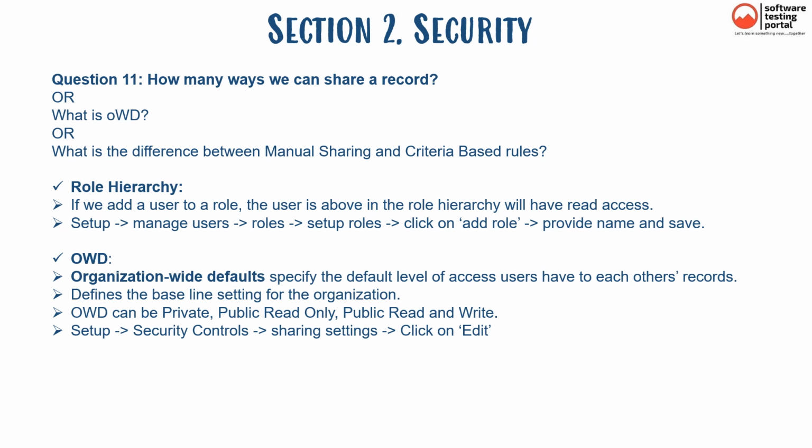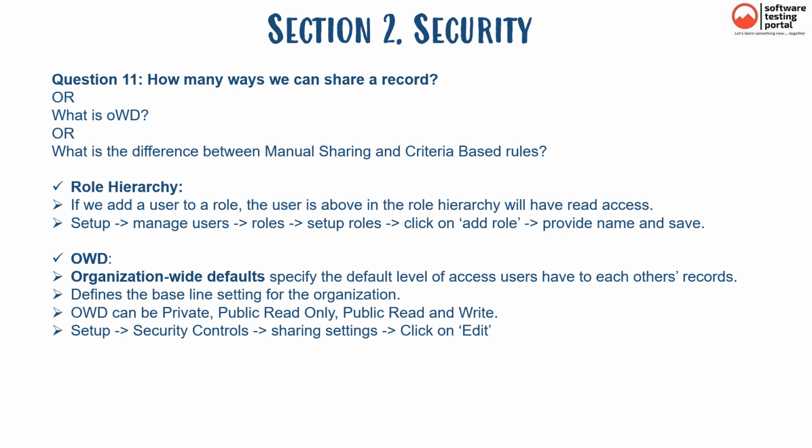Question 11. How many ways can we share a record? It can also be asked like, what is OWD? Or what is the difference between manual sharing and criteria-based rules? Let's see the answer. In role hierarchy, if we add a user to a role, the user above in the role hierarchy will have read access.